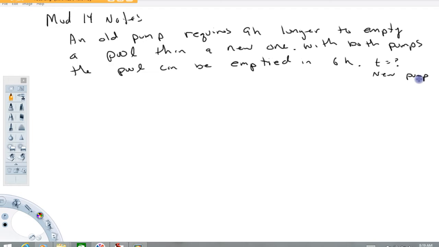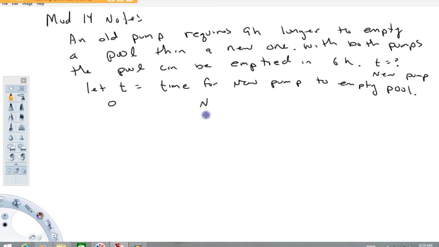Okay, so the first thing we want to do is define a variable. We might do something like, how about let t equal time for new pump to empty pool. Now, I've got an old one and a new one. And I've defined t as the time for our new pump, and it says an old pump requires 9 hours longer to empty the pool. So if I've called this one t, then the time over here is going to be t plus 9.